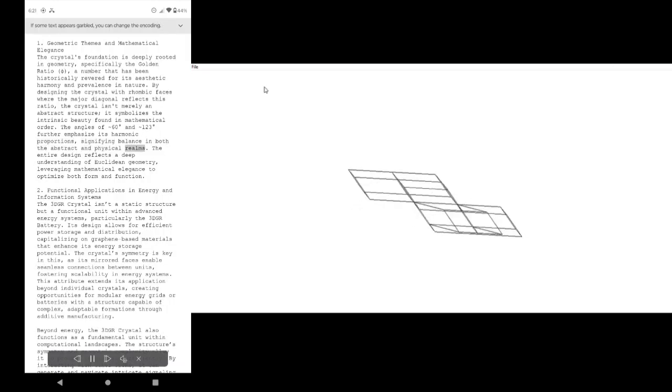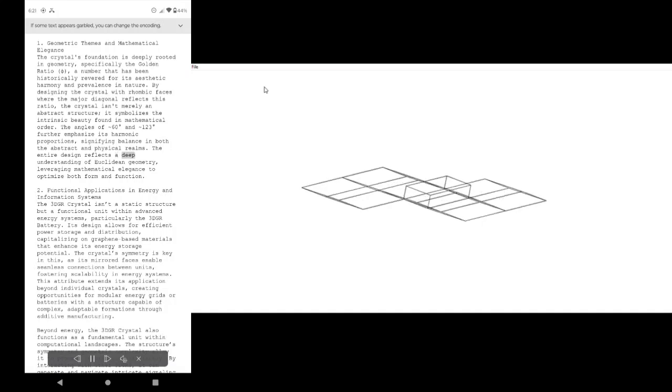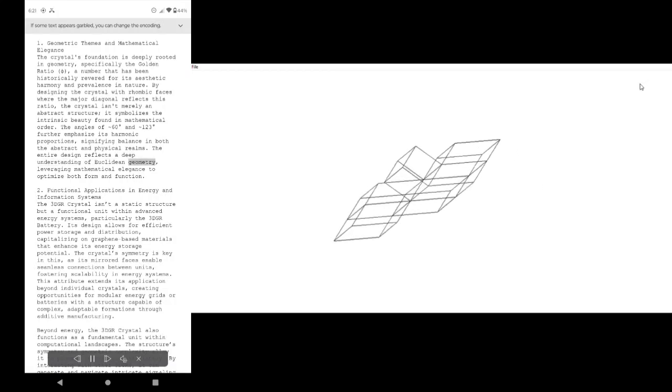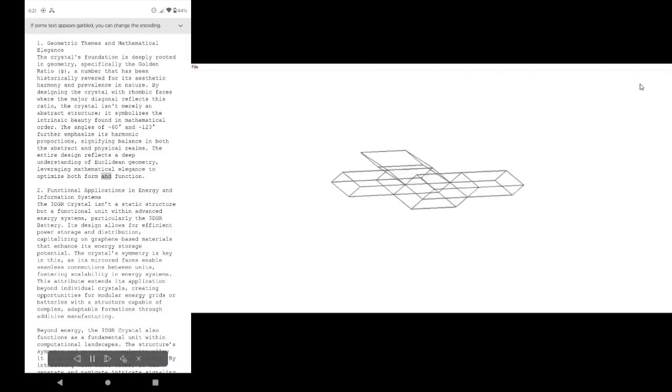The angles of 60° and 123° further emphasize its harmonic proportions, signifying balance in both the abstract and physical realms. The entire design reflects a deep understanding of Euclidean geometry, leveraging mathematical elegance to optimize both form and function.